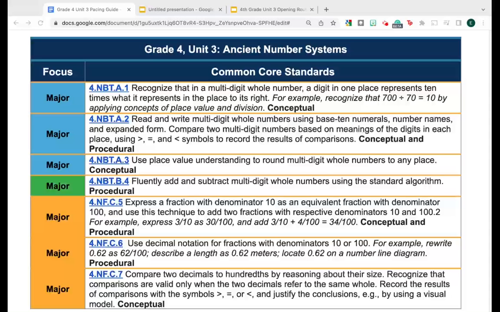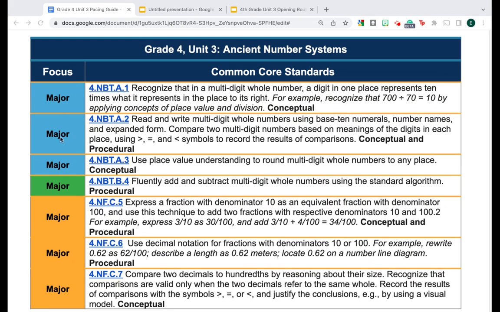I'm going to keep this math mini short and sweet by primarily focusing on the pacing guide. So, for fourth grade, Unit 3, Ancient Number Systems, it really looks very similar to last year. It has three different topics.